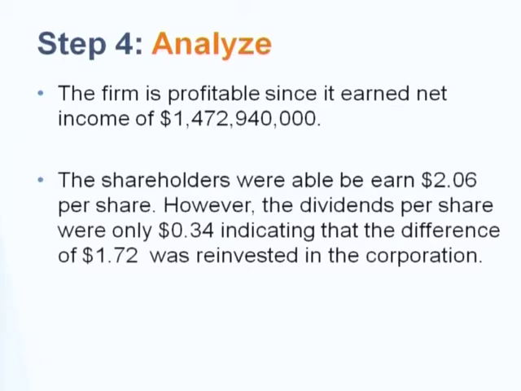Okay, so the firm is profitable since it earned net income of 1,472,940,000, and the shareholders were able to earn 2.06 per share, as you can see from the calculation. However, DPS will be the same, right? Because of the fixed decision of management.